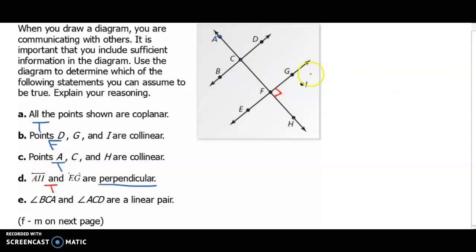All right, so last but not least, it says angle BCA, so this angle here, and angle ACD, this angle here, are a linear pair. Okay, so this is just a question of, do you know your vocabulary from chapter 1? Remember, a linear pair is two angles that are side by side that together form a straight line. So these two are side by side, together they form this straight line, so this is true.